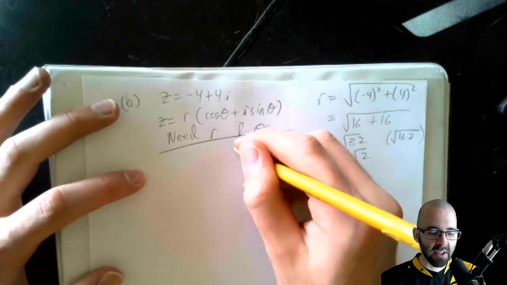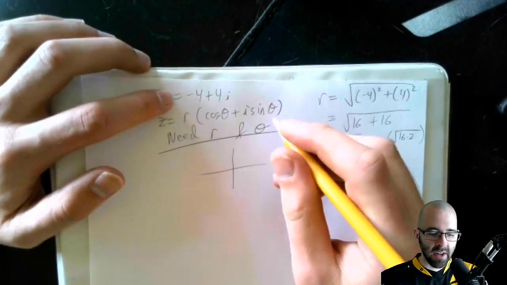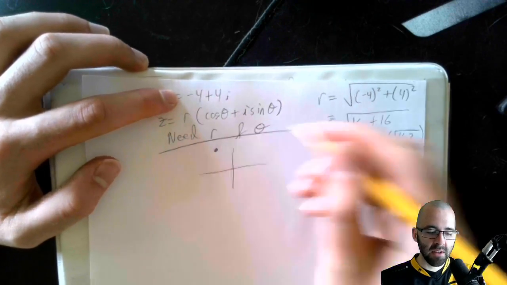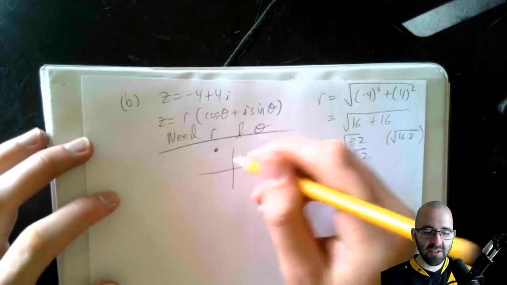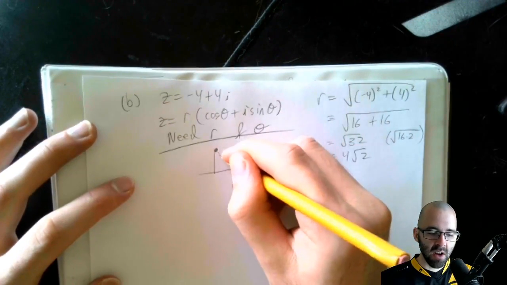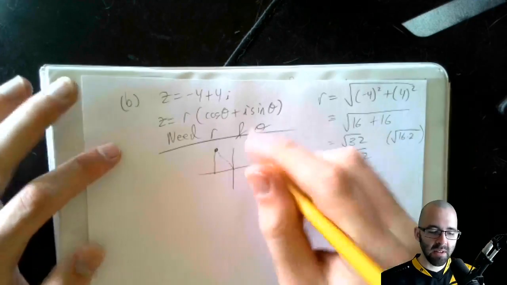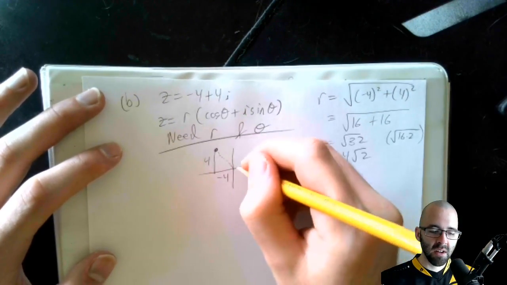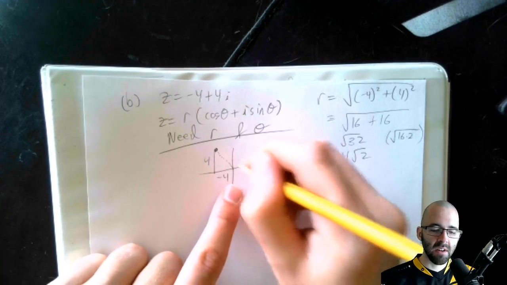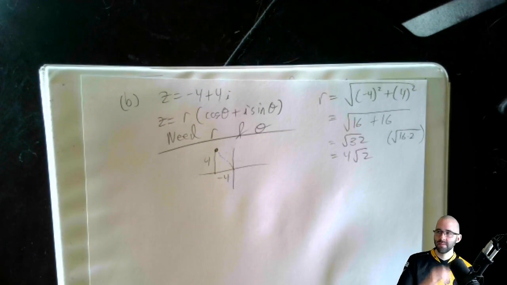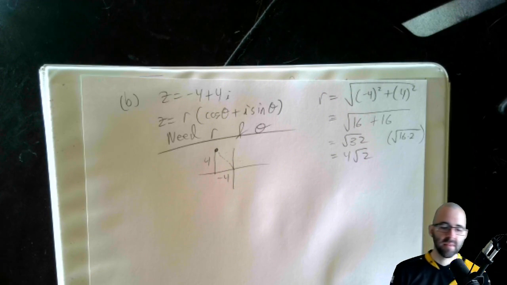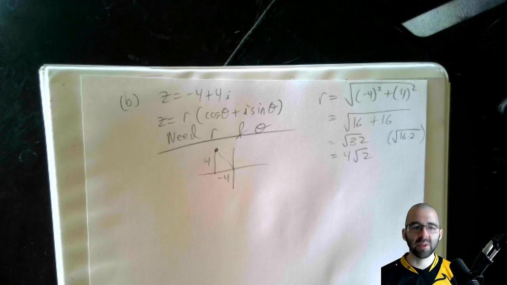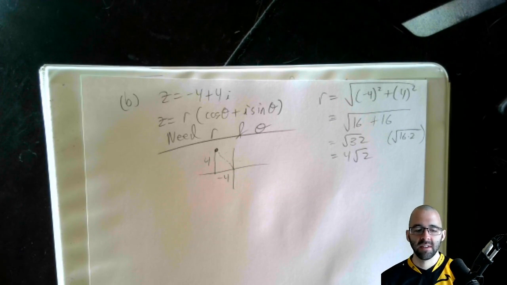And then to find theta, we can just draw a little graph, right? The real part is -4, the imaginary part is +4. You don't have to have a super fine graph, right? All you need is a little triangle. Here's the point. This is -4, this is +4. We need to find that angle. There's a couple ways of finding the angle, but somebody tell me, what is that angle, or what is something we know about this triangle?